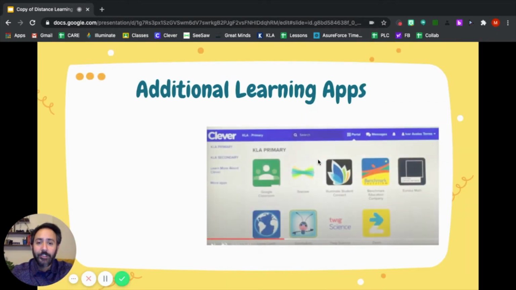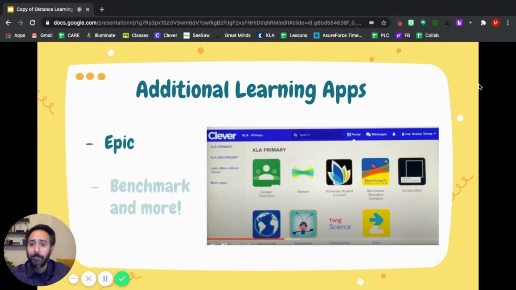All of these applications can be found on Clever, and in the future, it is definitely possible and likely that we'll be adding more applications to support students in specific areas of need. Some applications that we are using now or in the near future are Epic for book reading, Benchmark, and many more. We are going to do our best to keep all of our learning applications linked through the Clever app so that you have one hub where you can find all of our learning activities.